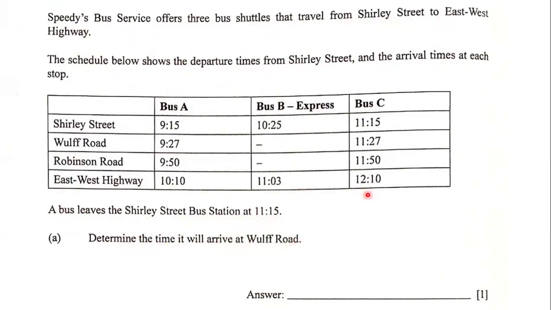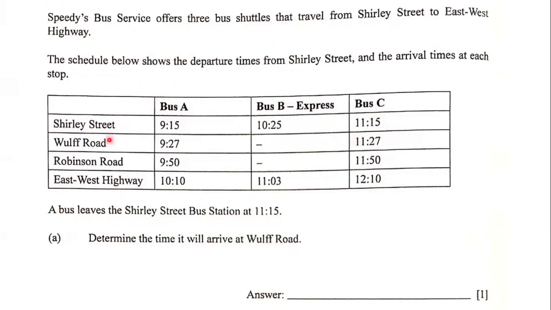And so notice here, the bus that they're talking about is bus C, because it says that a bus leaves Shirley Street bus station at 11:15. Bus C, right? So this represents the times for bus C. Now, bus C leaves Shirley Street. So here we have Shirley Street right here. Bus C leaves Shirley Street at what time? 11:15. Now, what time will it arrive at Wolf Road?